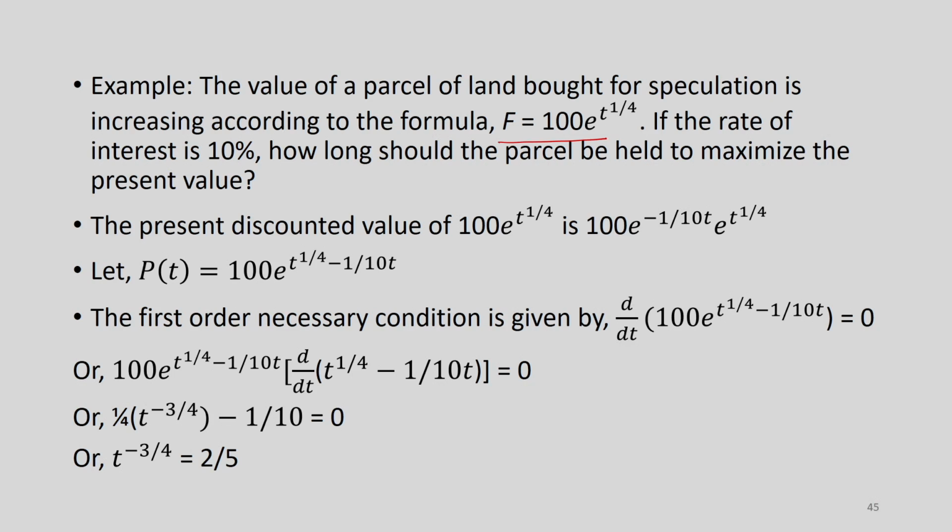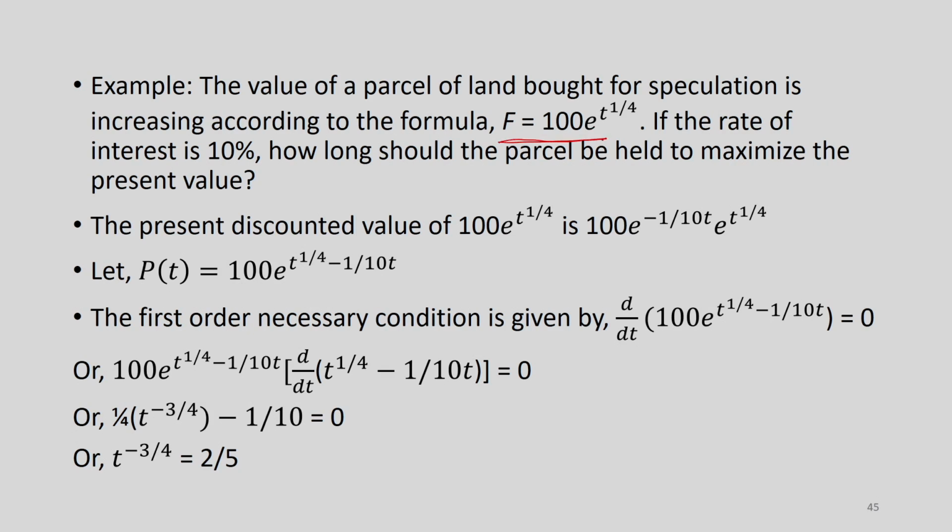So, this is a similar problem to the one we have just discussed. Here, instead of a tree you have a piece of land, and your purpose is not to use that land for your personal use, but you are going to hold the land for speculation. That means its value might increase in future, and if it increases sufficiently, then you are going to sell it and get the money. And how much the value of the land is increasing with respect to time is given by this formula.